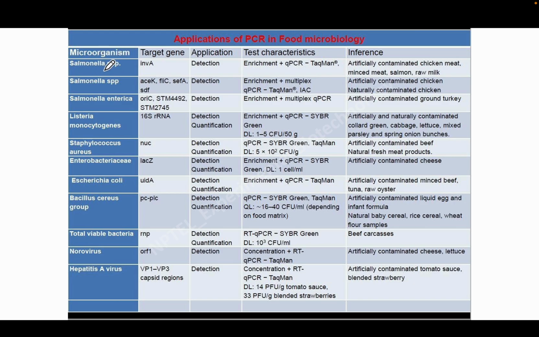There are several microorganisms: different species of Salmonella, Listeria monocytogenes, Staphylococcus, Enterobacteriaceae, Escherichia coli, Bacillus. And you have some target genes, right? So you can target those genes, and the applications will be detection and quantification. Test characteristics: enrichment plus qPCR, TaqMan, enrichment plus multiplex qPCR. So by these qPCRs and RT-PCR you can detect those targets. Inference: artificially contaminated chicken meat, minced meat, salmon, raw milk, artificially contaminated chicken, naturally contaminated chicken, artificially contaminated beef. So you can do this on these test samples and detect those target genes.